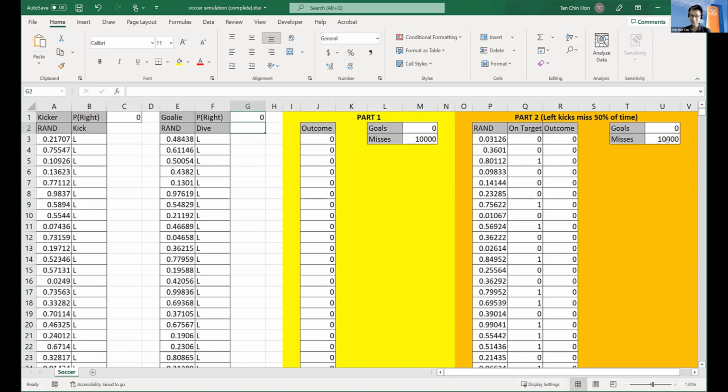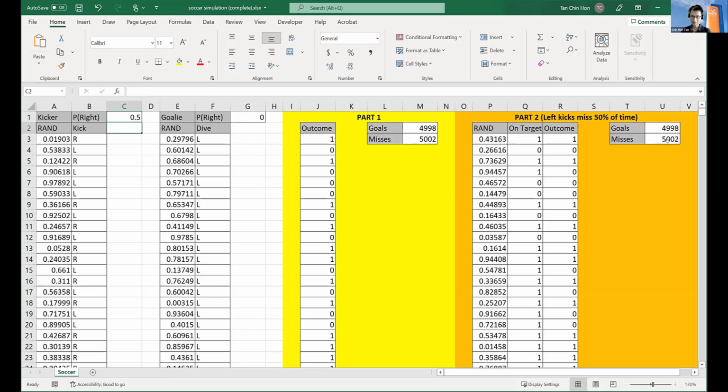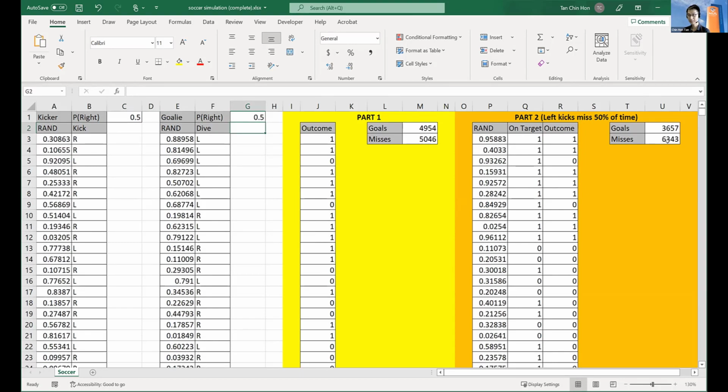So what should the kicker do over here? So this is where you realize we could try this strategy. What if the kicker was to just kick right 50% of the time? Under this case, the goalie can decide to also dive right and left 50% of the time as well over there. But this is where you realize, can the goalie actually do even better? And the answer is yes over here.